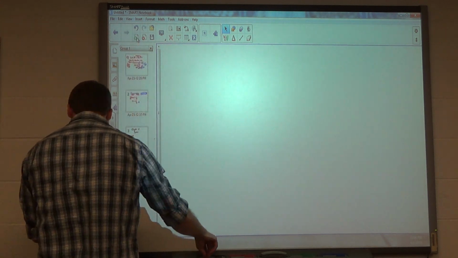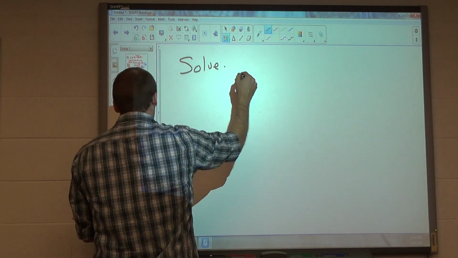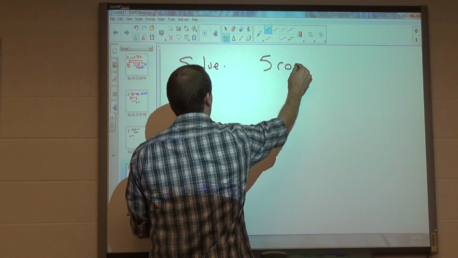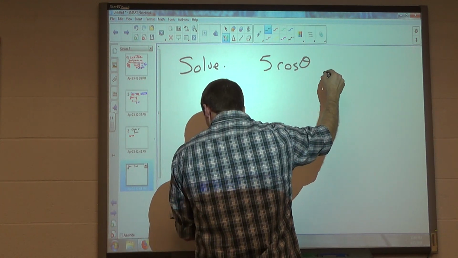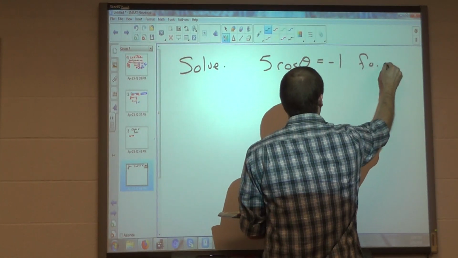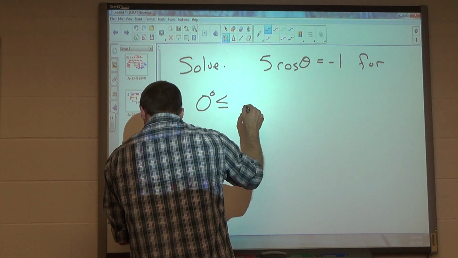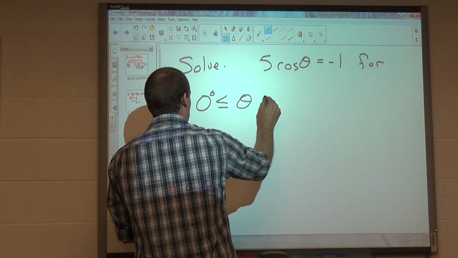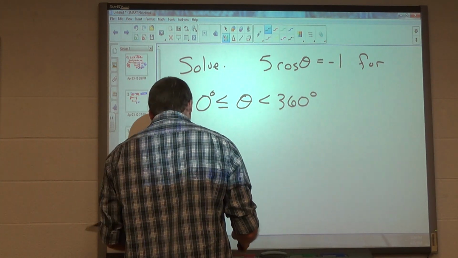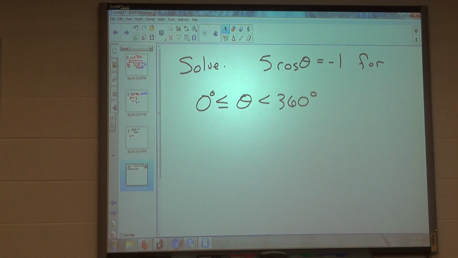Number 2 says solve, and it's kind of what we've been doing. 5 cosine of theta equals -1 for 0 degrees is less than or equal to theta, which is less than 360. That's actually kind of what we just got done doing yesterday.